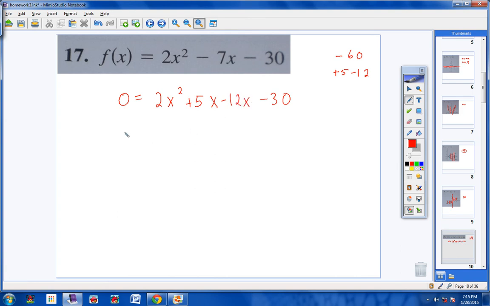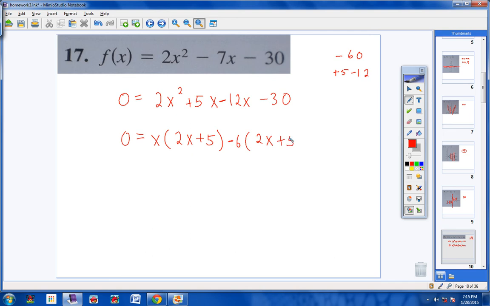Okay, pull out what's common in the first two terms. That would be an x. I'm going fast because we've learned this already. This should be review. Then over here, pull out what's common, which would be a 6. But because of the negative sign here, be sure and pull out negative 6. And you're left with 2x plus 5.